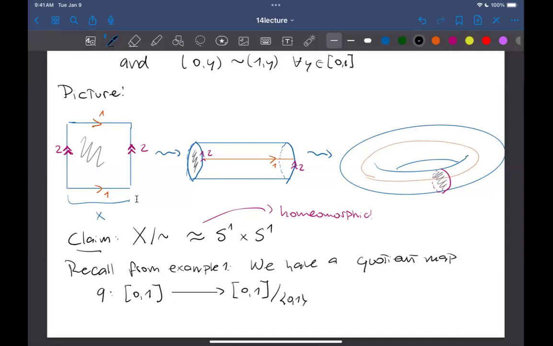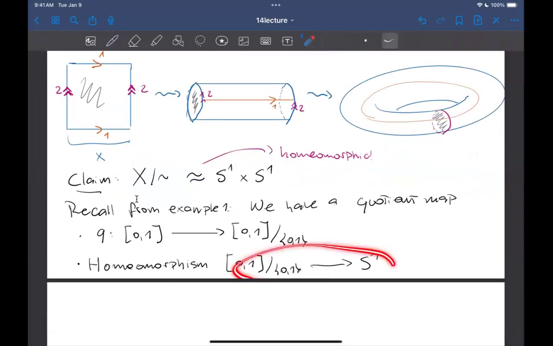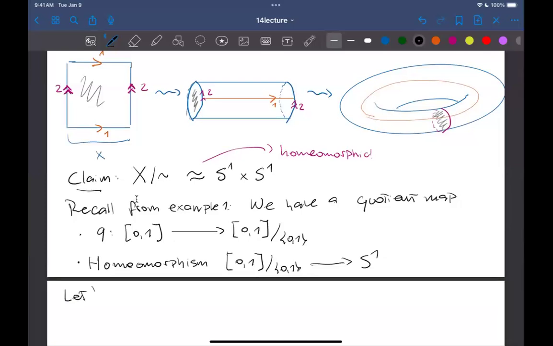And not only that, we proved we also have a homeomorphism. Not only a quotient, we also have a homeomorphism from the quotient, where I identify 0 with 1, to S1. So the idea is now I will visualize this homeomorphism at each step, but of course, it's going to be more rigorous than that. So now let's take 2 copies of Q.